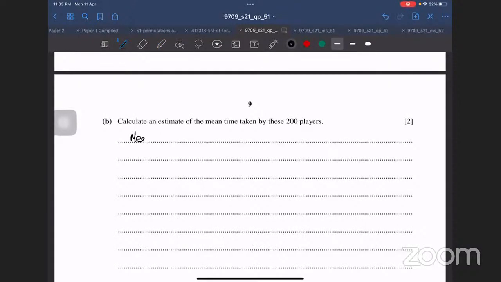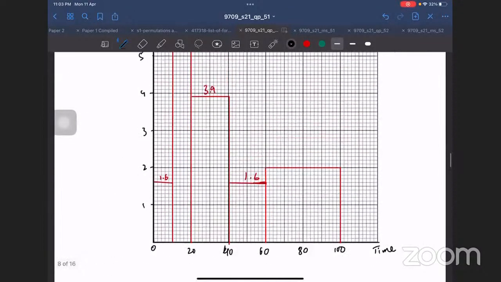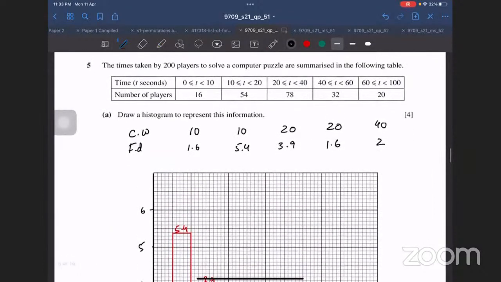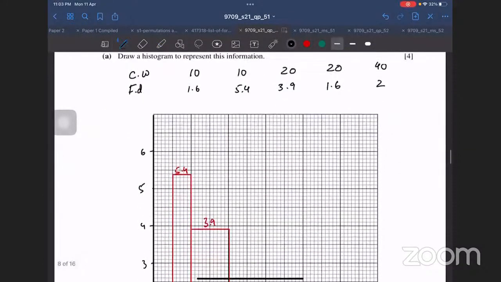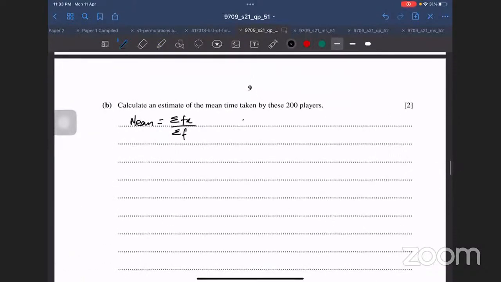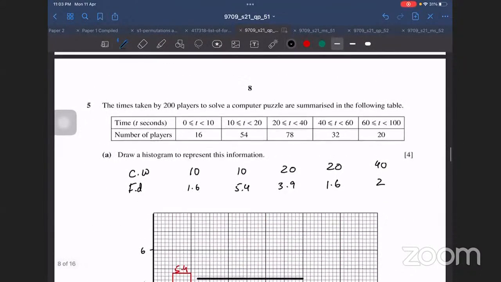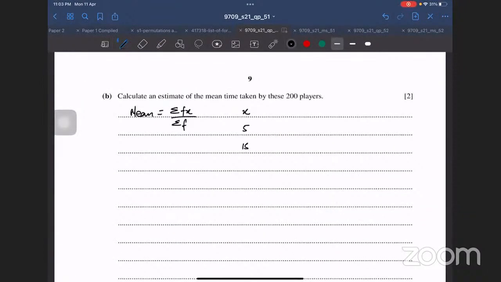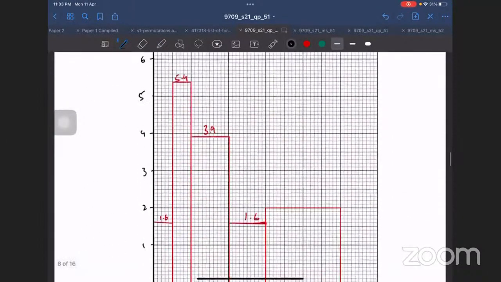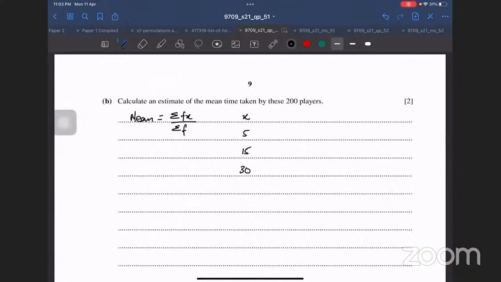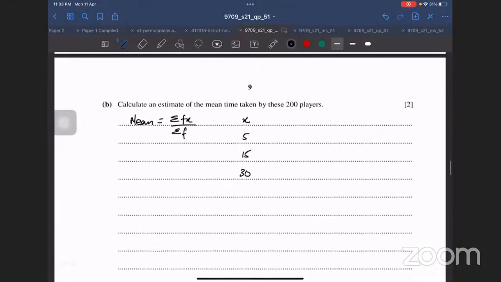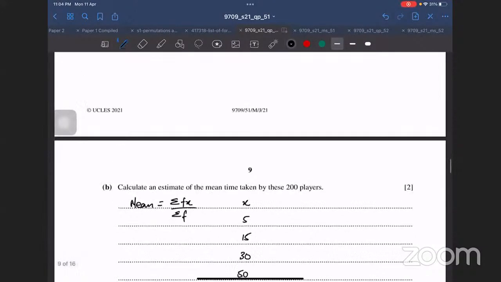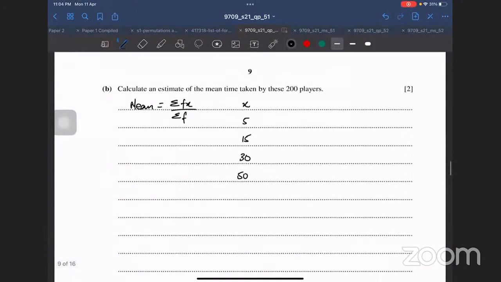So the formula for mean is sum of fx over sum of f. I'm going to draw the table again for myself since x is something that I should be consciously calculating. X is the midpoint of each class. So the first class is from 0 to 10, so the midpoint is 5. Okay. The next class is from 10 to 20, so the midpoint is 15. The next class is from 20 to 40, so the midpoint is 30. After that, the class is from 40 to 60, so the midpoint is 50. Then the next class is from 60 to 100, so the midpoint is 80.